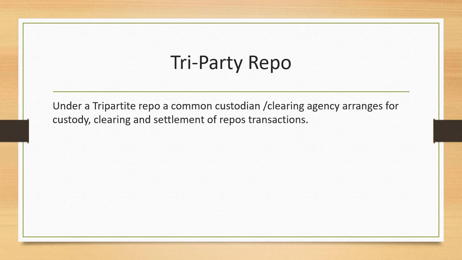There can also be a tri-party repo in which there are three parties. And there's a custodian. The custodian could be any entity which is authorized by the regulator. For example, in this case, the tri-party agent in the Indian market is CCIL. So CCIL takes care of the tri-party transactions as the third party. So under a tri-party repo, a common custodian clearing agency arranges for custody, clearing and settlement of repo transactions. So you have brought in a third player, which was not there earlier, but here you have a third player, which is the tri-party agent. The tri-party agent must be authorized by the RBI.